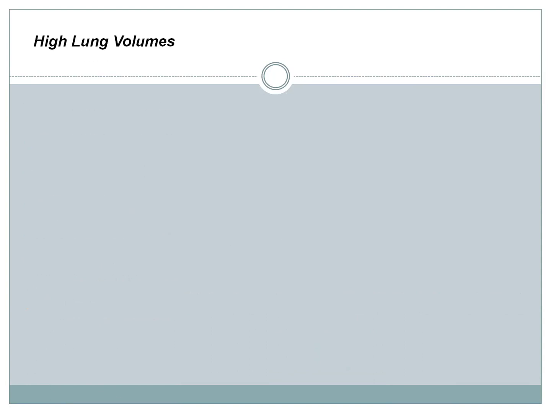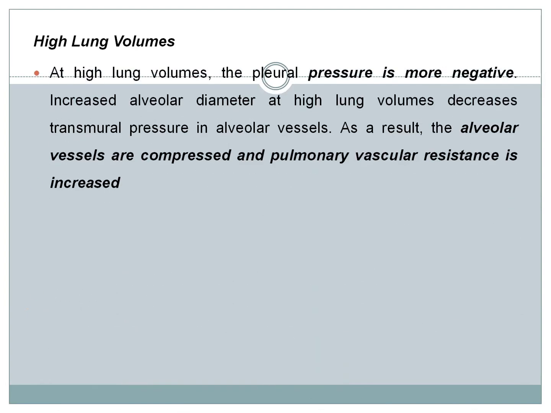Now, how does lung volume change this resistance? In cases of high lung volumes, the pleural pressure will be more negative. So, increased alveolar diameter at high lung volume decreases the transmural pressure in the vessels. As a result, the alveolar vessels are compressed and pulmonary vascular resistance is increased.